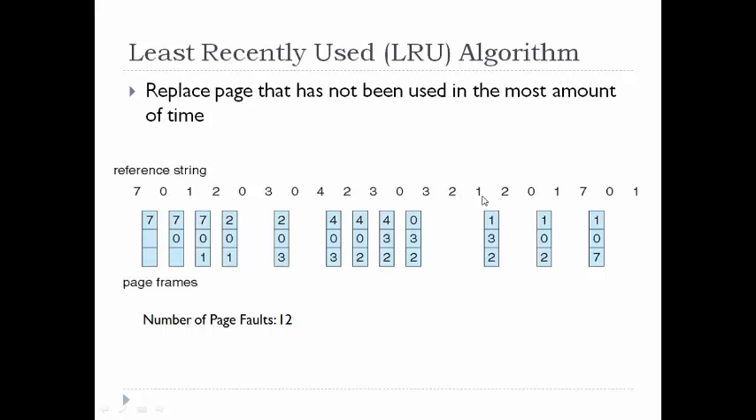So the next value to be inserted is 1. So check in reverse, we have 3, 2, 0. Since 0 is least recently used, we are replacing it with 1. So we have 1, 3, 2. Next is 2, it is already there.